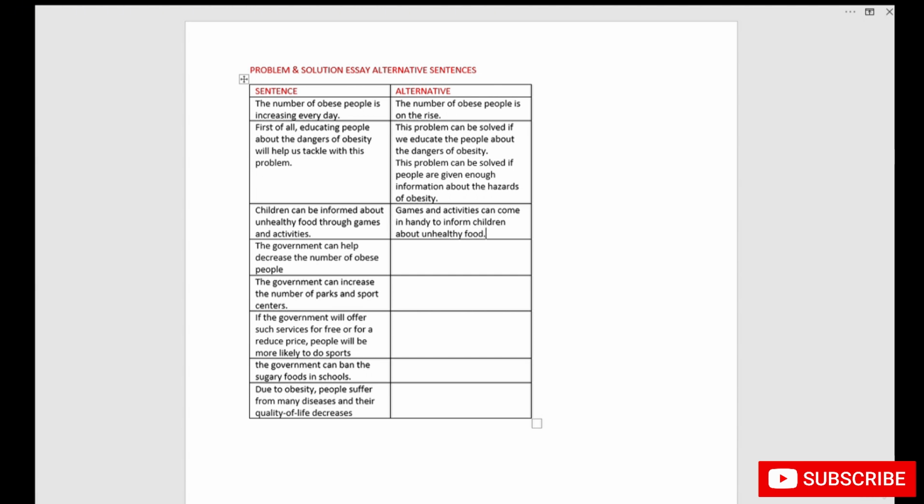And the next sentence, the government can help decrease the number of obese people. I can make a conditional sentence. The number of obese people can be lowered. So instead of decrease, I say lowered with the help of the government.